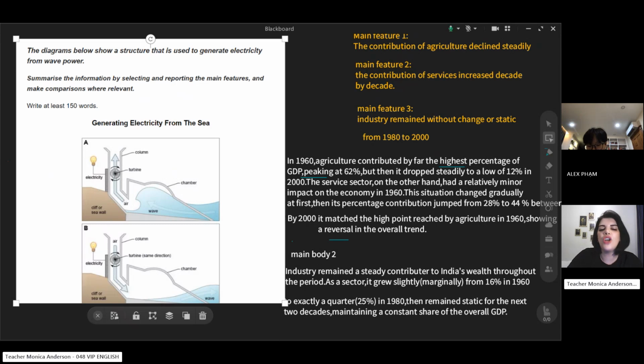Now, first of all, let's talk about this type of diagram or graphic. Again, first of all, you need to analyze your question. Identify your key features, your main features. You need to write your introduction, overview, and of course, two main bodies. So again, we have the same structure. For the introduction, we paraphrase the question, underline the keywords, and after that you can write your introduction. This is the first one.